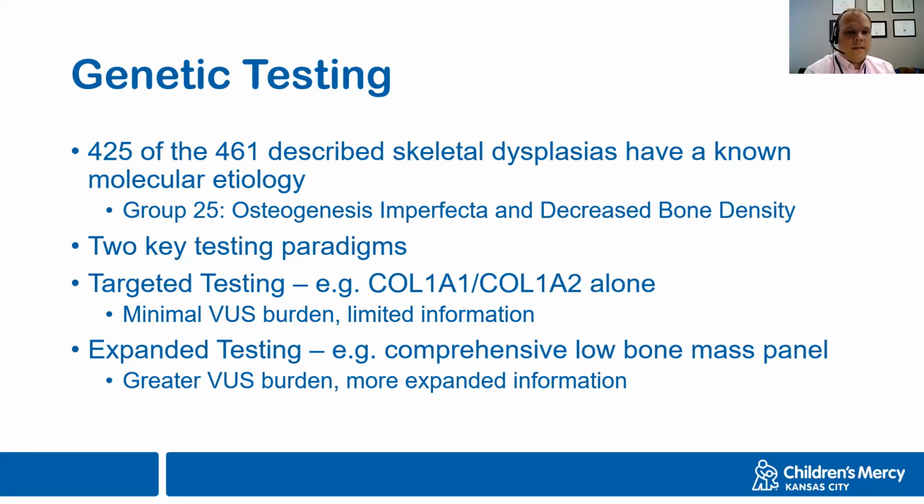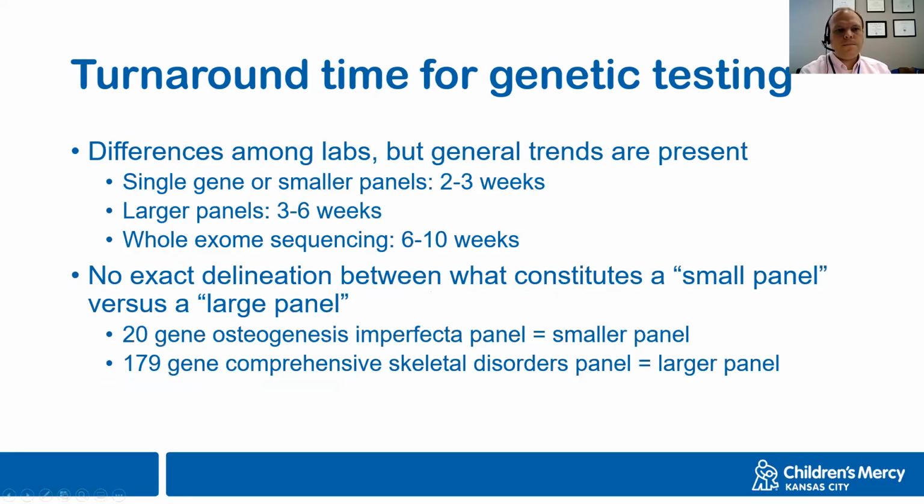With expanded testing, maybe you'll do a comprehensive low bone mass panel. You'll have a little bit more of a burden of those variants, but you'll get more information out of it. And so there's not necessarily a right or wrong answer in a lot of cases, just what tool are you using at the right time, and are you prepared for the downstream effects of the tool that you're using?